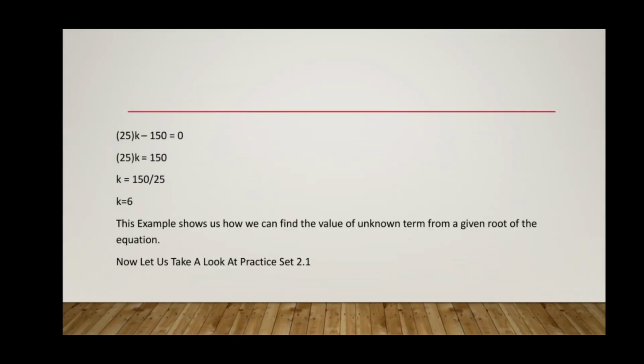This minus 150 gets transferred to the other side. So 25k is equal to 150. k is equal to 150 divided by 25, which gives us the value for k, that is 6. This example is the perfect one for how we can find the value of unknown constant k when one of the roots of the quadratic equation is given to us.